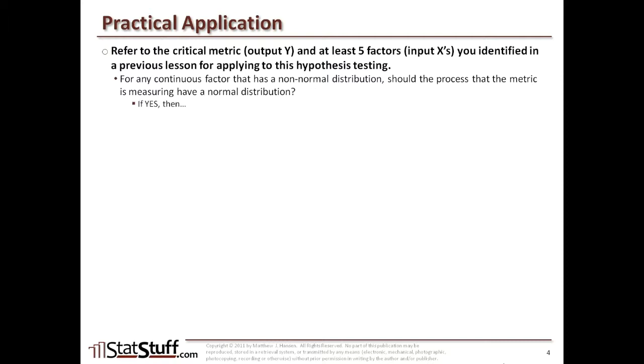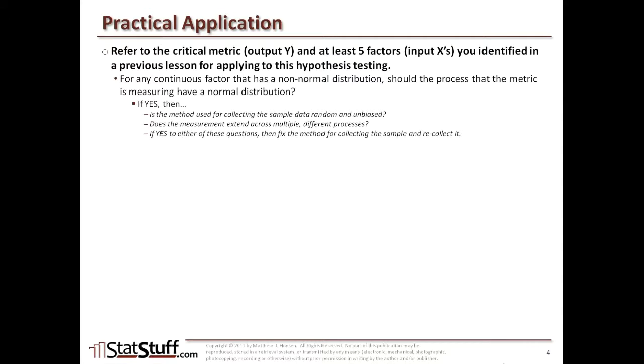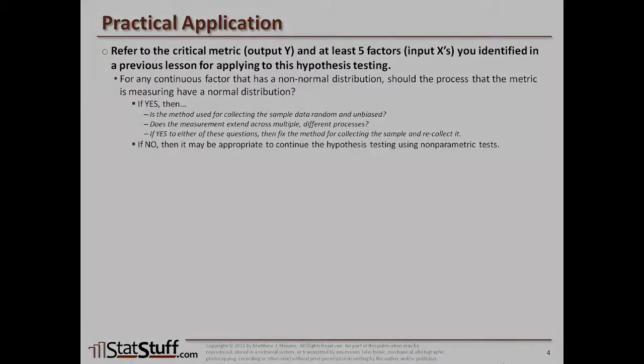If it should have, then ask yourself, is the method used for collecting the sample data random and unbiased? Or does the measurement extend across multiple different processes? If you answer yes to either of those, then try to go back and fix the method for how you collected that sample and try to recollect it. So that way you can see if it's coming back as a normal distribution instead. But if it's not intended to necessarily be a normal distribution, then it could be appropriate for you to continue the hypothesis testing using the non-parametric types of tests.